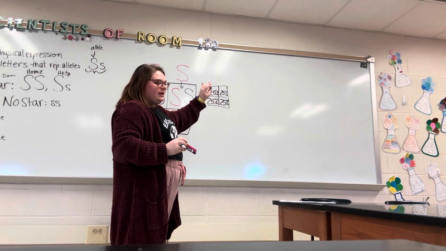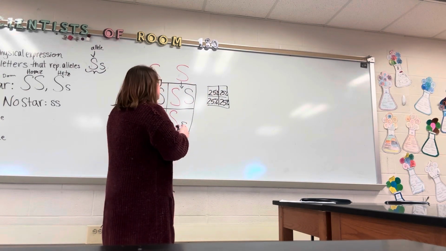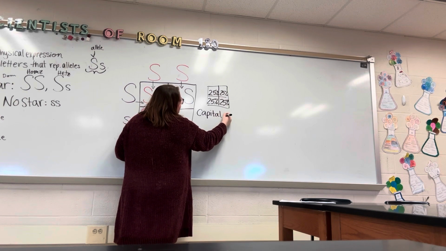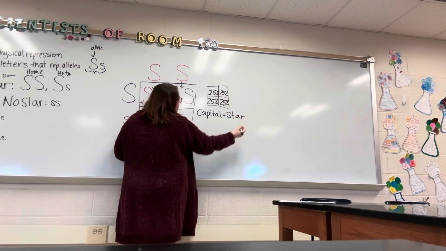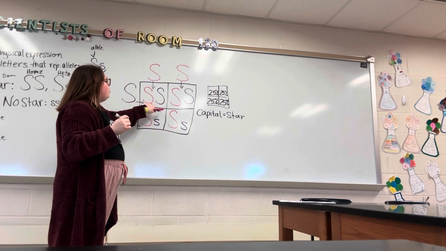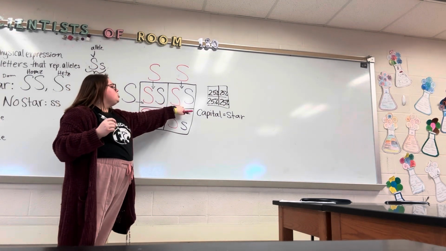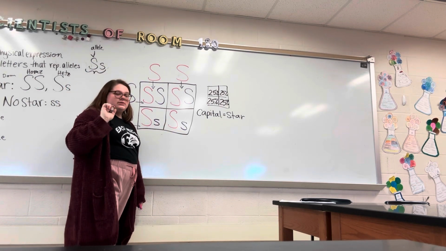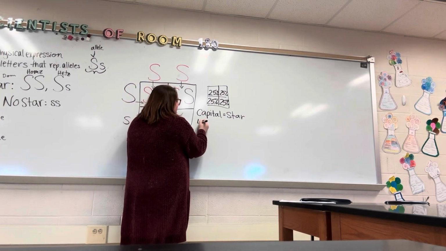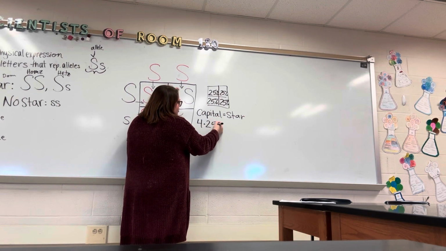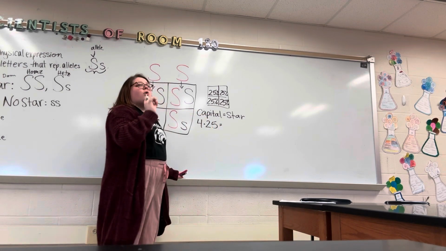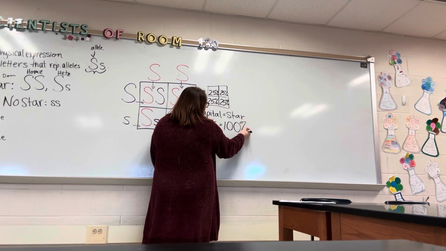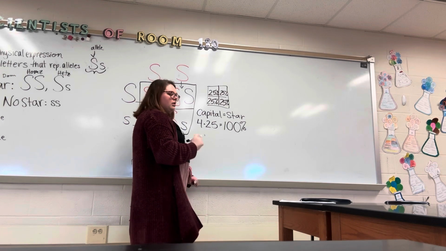We know that having a star is dominant. So if we have a capital letter, that means we're going to have a star. And if we look in here, we have 1 box with a capital letter, 2 boxes, 3 boxes, 4 boxes. So all 4 boxes are going to have a capital letter. And if we do 4 times 25, that's going to give us 100%. So that's your answer for A, 100%.